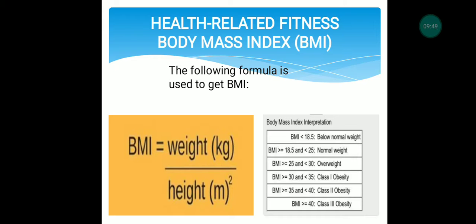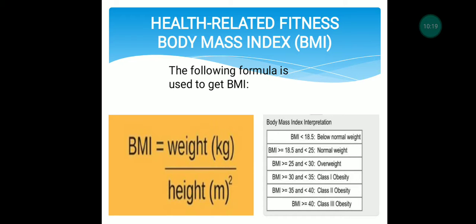So health-related fitness. In order to acquire a healthy, physically fit body, it is measured in BMI, or body mass index. See, the formula used to get the BMI: body mass index is equal to weight in kilograms over height in meters squared.